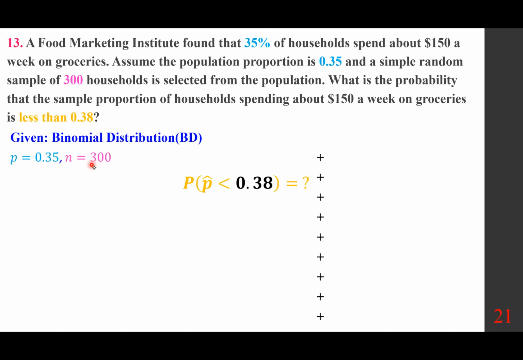Now, we want the probability of a p hat larger than 0.38. And I will discuss this further in the next question, which is similar to that with different methodologies. So probability of a p hat less than 0.38, that's what this says. We want to calculate the probability of p hat less than 0.38.